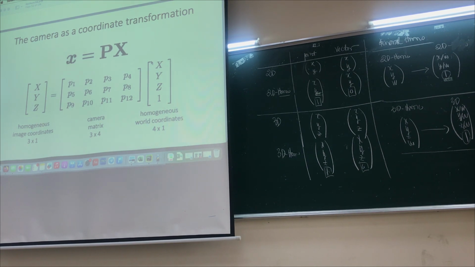Transform. All transformations can be modeled by a matrix value. That is the model.